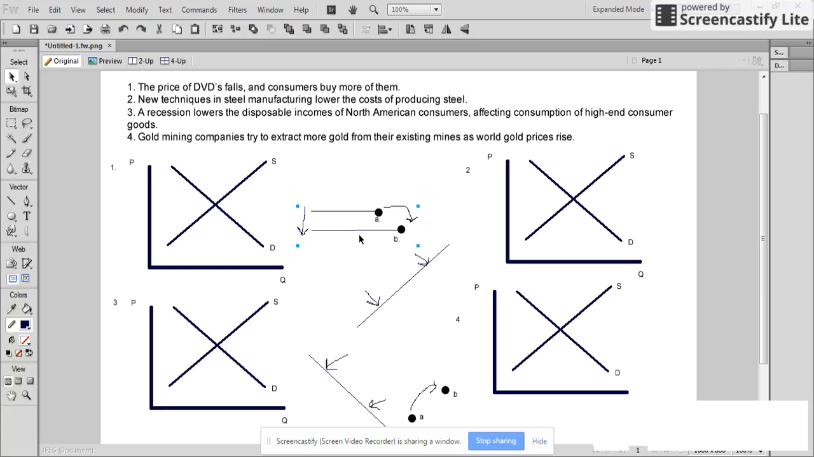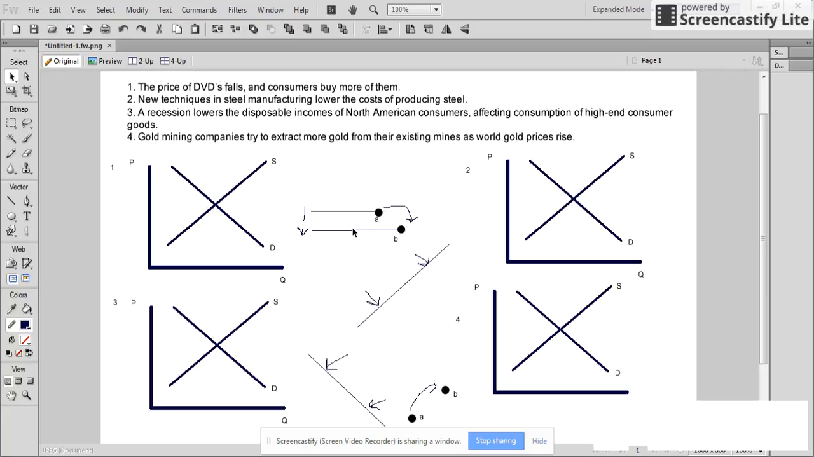So for the first scenario, the price of DVDs falls and consumers buy more of them. The only thing affected here is the price decreasing. The price is decreasing, consumers are buying more. There's no factor here that affected demand, definitely not supply. It's a movement along the existing curve.